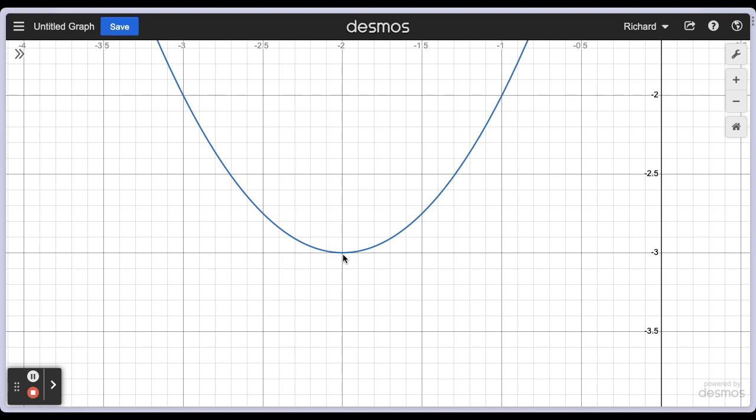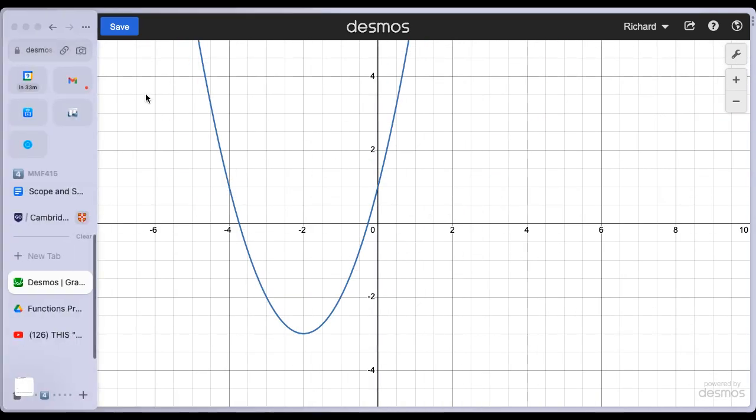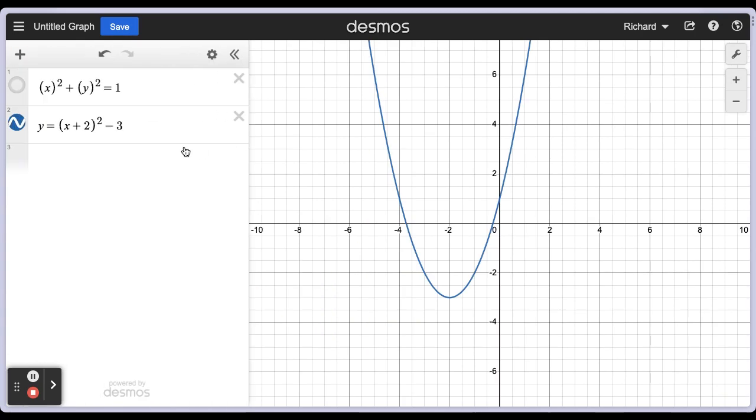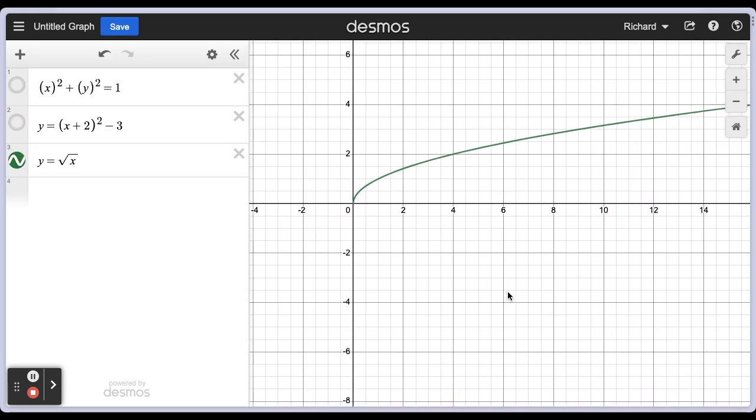Is that making sense? I'll do a really brief example of a graph that doesn't have a full input. y equals, how about the square root of x? That'll do. There we go. This is the graph of y equals root x.